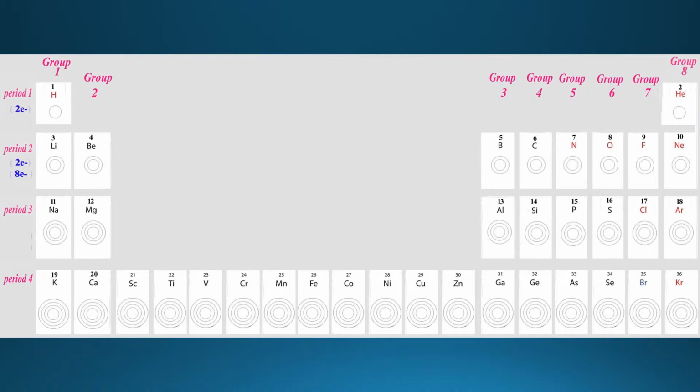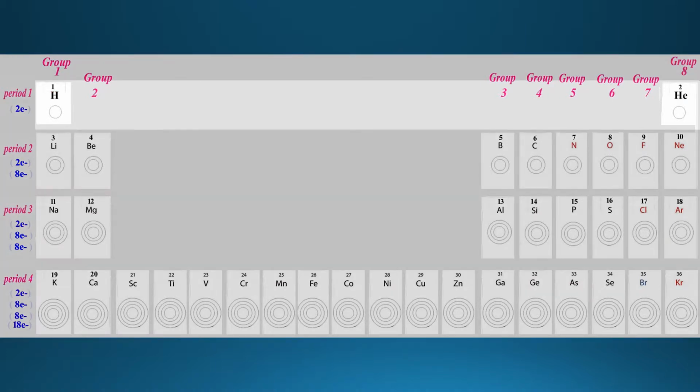So period 1 can hold a maximum of 2 electrons. Period 2: first shell, 2 electrons. Second shell, remember, 8 electrons. Period 3: first shell 2, second shell 8, third shell 8. Period 4: 2 electrons, 8 electrons, 8 electrons, 18 electrons on the shells. Now let's demonstrate.